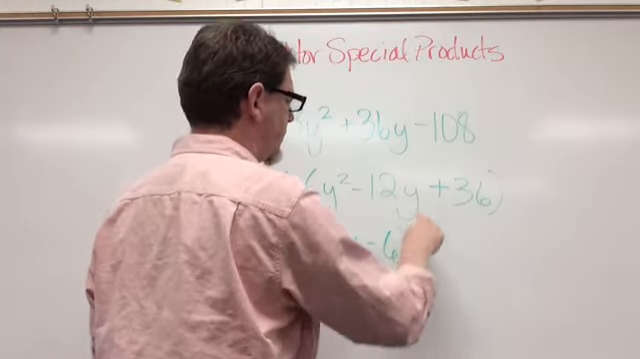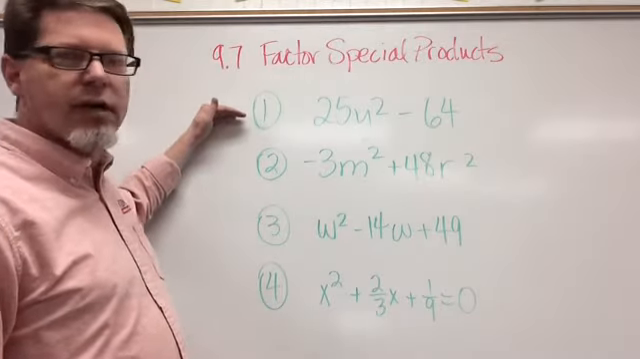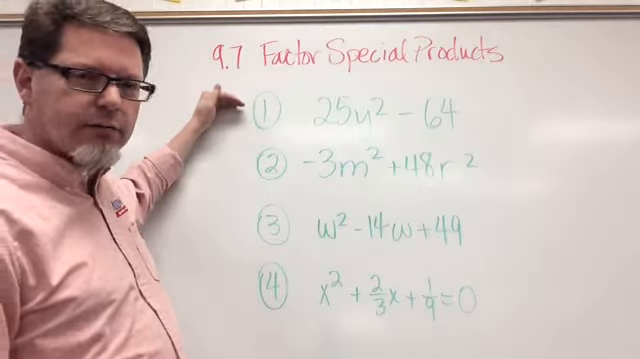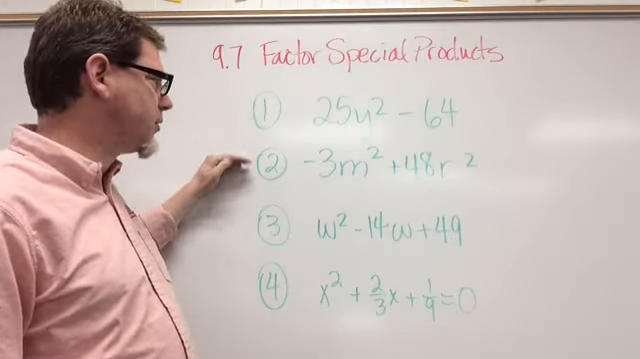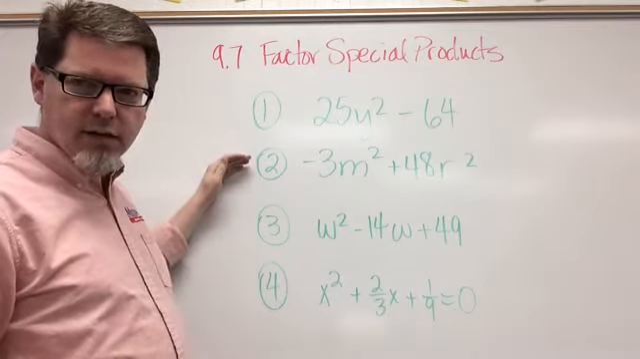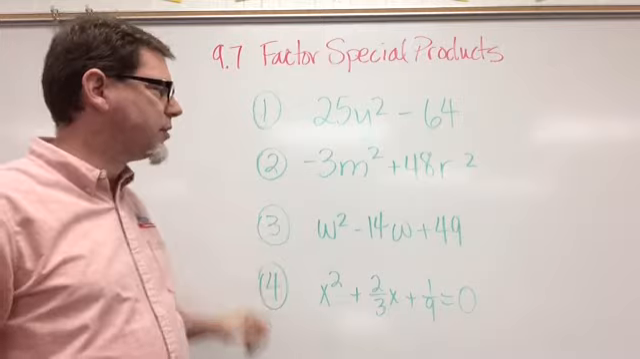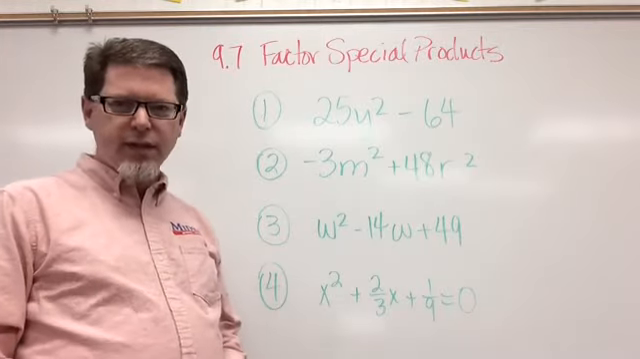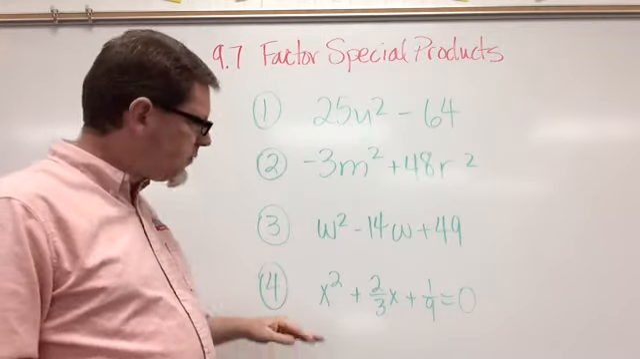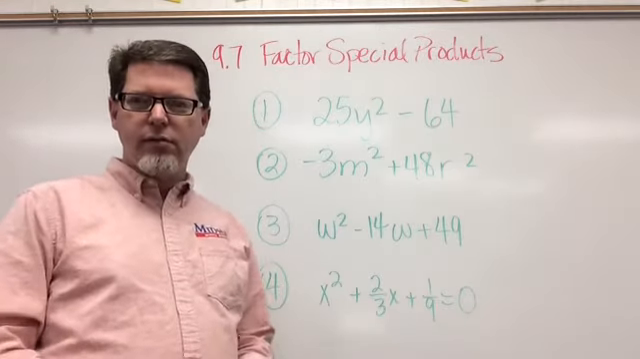So your practice problems for this weekend are here. There are 4 of them. Number 1 is 25y squared minus 64. Factor that out. Number 2 is -3m squared plus 48r squared. Factor that. Hint, you might have a greatest common factor. Number 3 is w squared minus 14w plus 49. And then number 4 is x squared plus 2/3 x plus 1/9 equals 0.